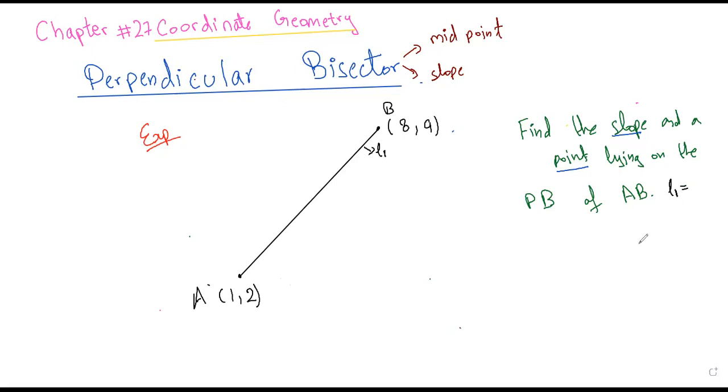Just give me 1 second, I need to calculate that first. 7 by 7. Yeah, the slope is 1. So it should be M1 basically, not L1. M1 is 1. Now I want you guys to do the same question. Find the slope of the perpendicular bisector and a point lying on it. You just need a minute or so because I've done half the calculations for you guys.